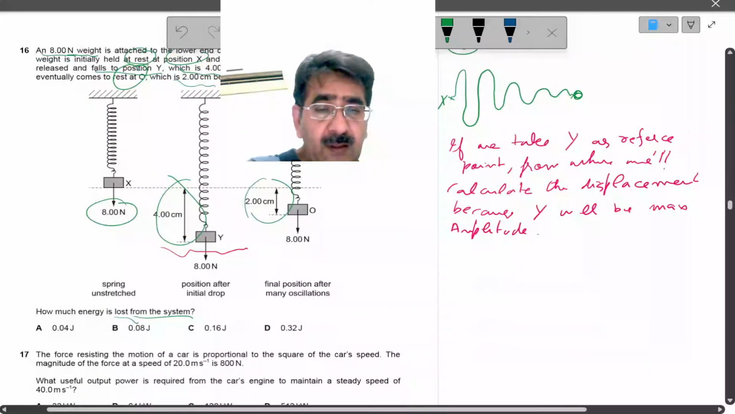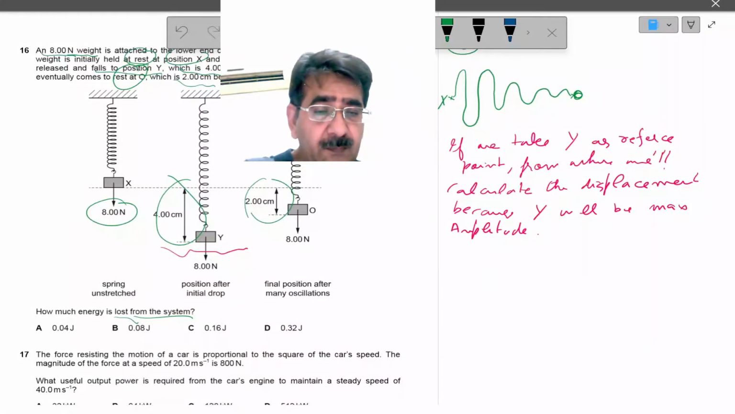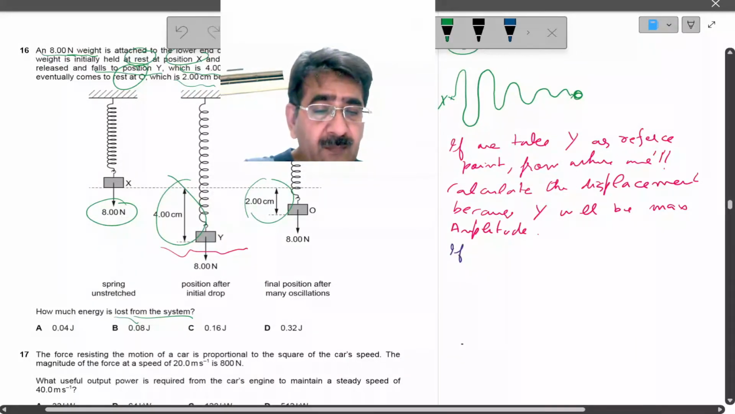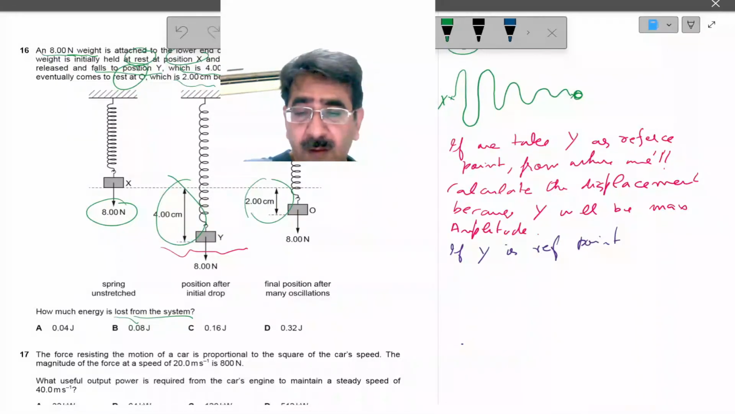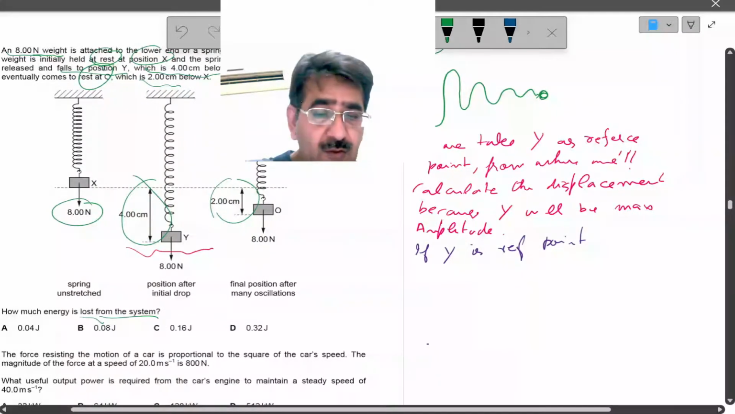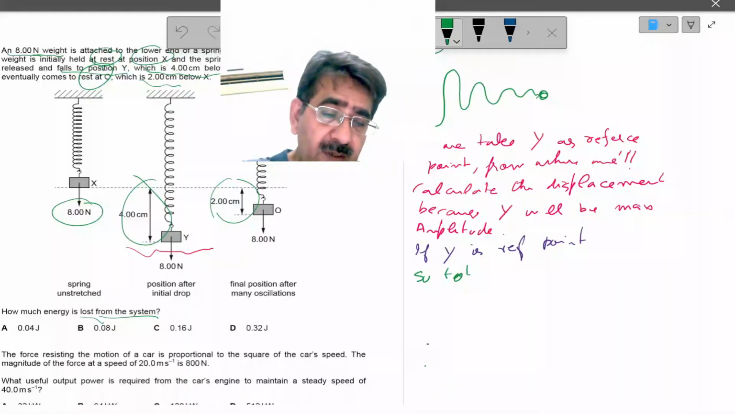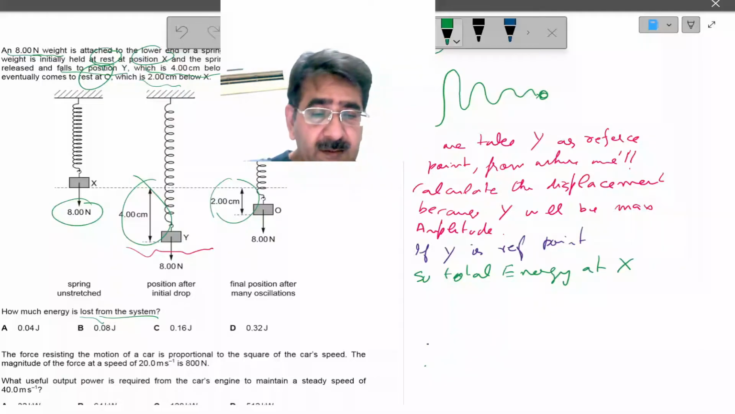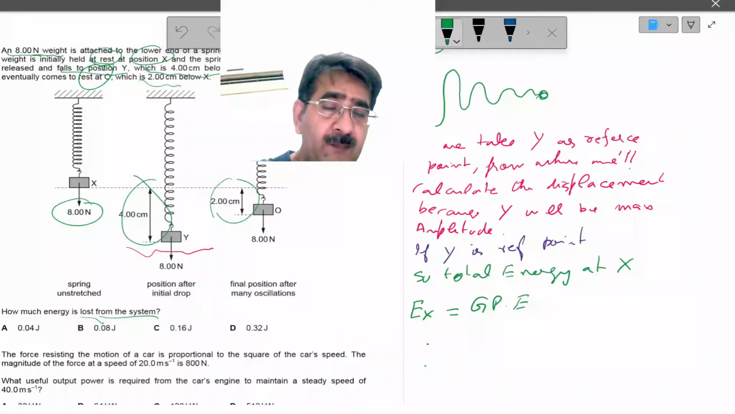So if y is the reference point, the total energy at x will be gravitational potential energy plus elastic potential energy.